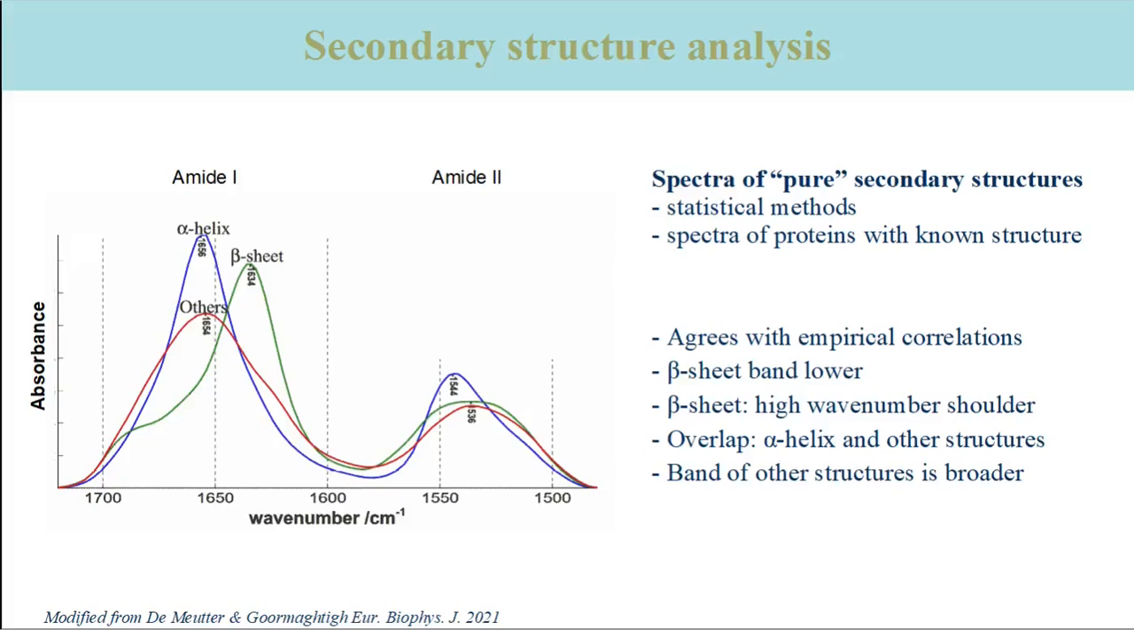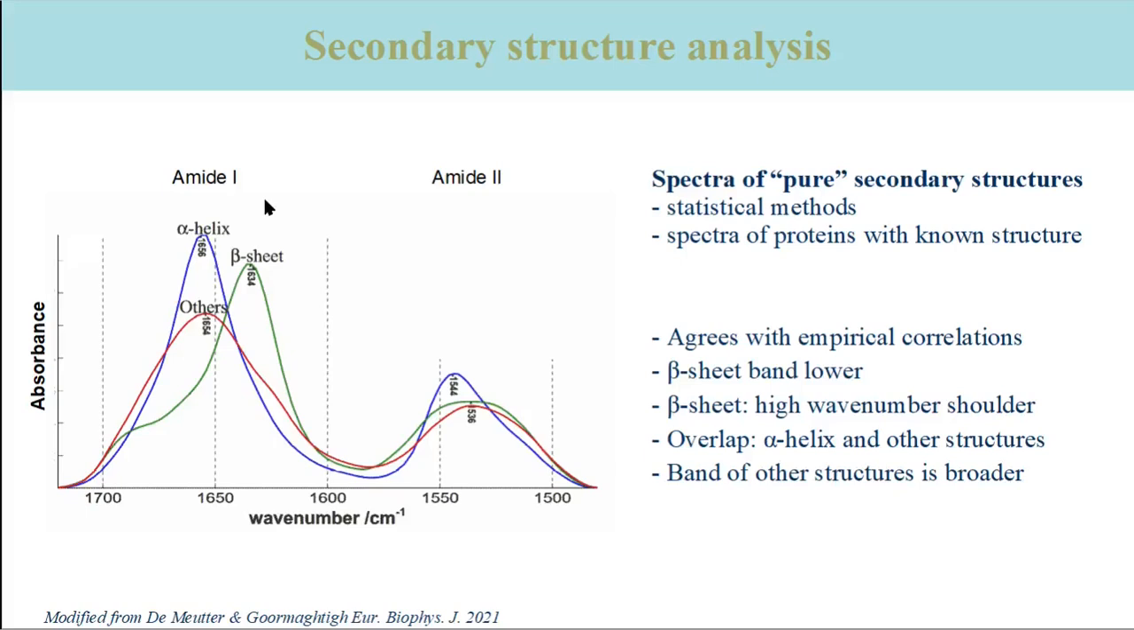These can be used to obtain spectra of pure secondary structures, as shown here. These spectra confirm the empirical correlations, but they do not make the distinction between turn and irregular structures. The main beta sheet absorption here is at lower wave numbers than the absorption of helices and other structures.